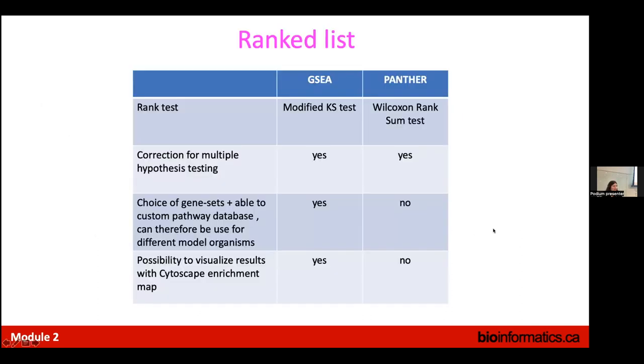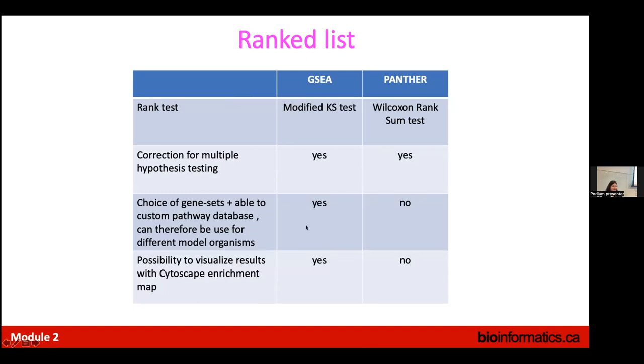Okay, so for rank list, I didn't find so many tools. So I'm listing two, GSEA and Panther. GSEA is using the modified KS test, whereas Panther is using a Wilcoxon rank sum test, which is also very appropriate for enrichment of pathway in rank list. For sure, they both correct for multiple hypothesis testing.